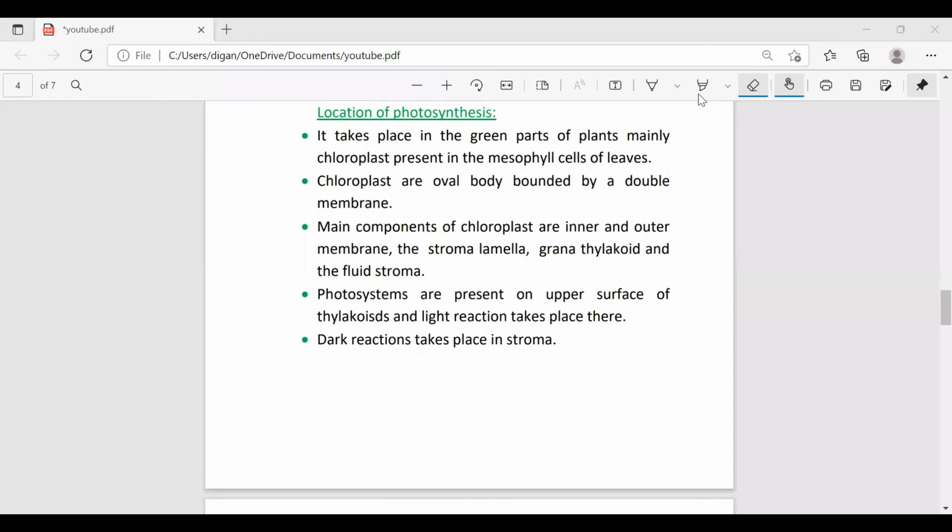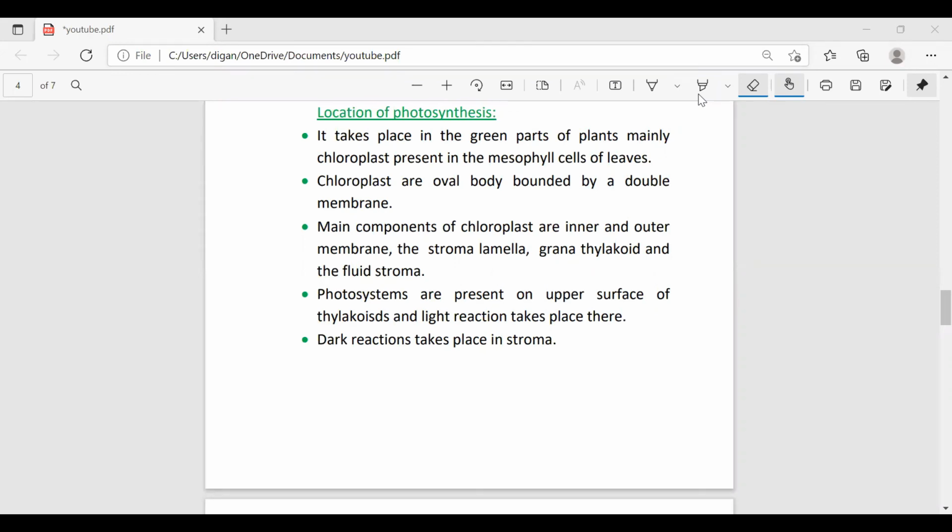So this is the note on the location of photosynthesis. First, it takes place in the green parts of the plants, mainly in chloroplasts present in the mesophyll cells of the leaves. Second point is chloroplasts are oval bodies bounded by a double membrane. Third point is the main components of chloroplast are the inner and outer membrane, the stroma lamella, the granum thylakoids, and the fluid stroma. Then the next point is photosystems are present on the upper surface of the thylakoid, and the light reaction takes place there, whereas the dark reaction takes place in the stroma portion.